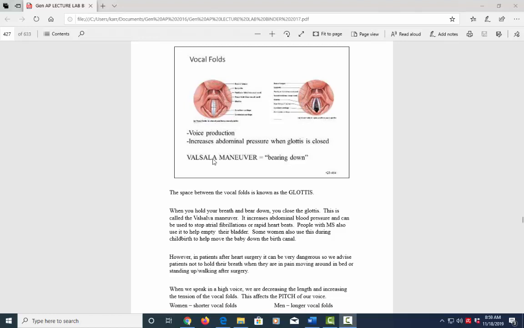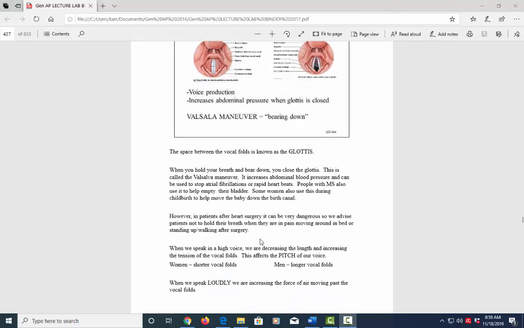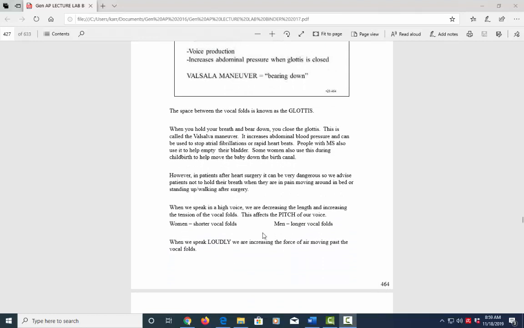But that is an important thing that is also a reflex when a person has a bowel movement. They kind of reflexively bear down a little bit to help increase abdominal pressure and move the bowels. So that's the glottis, the space between the vocal cords. And when it's closed, that's when we bear down, and that increases abdominal pressure, and we call that the Valsalva maneuver.